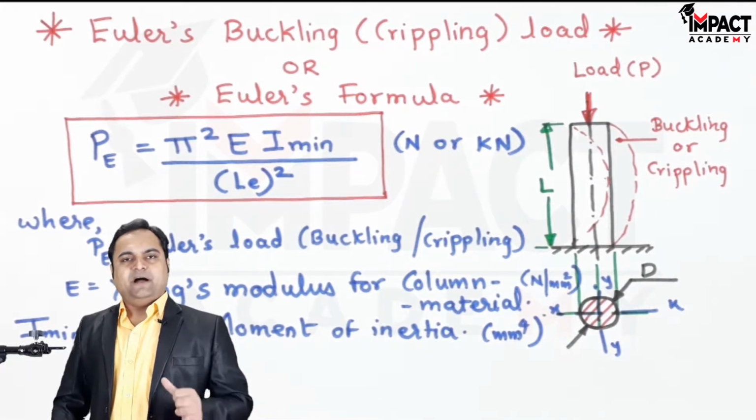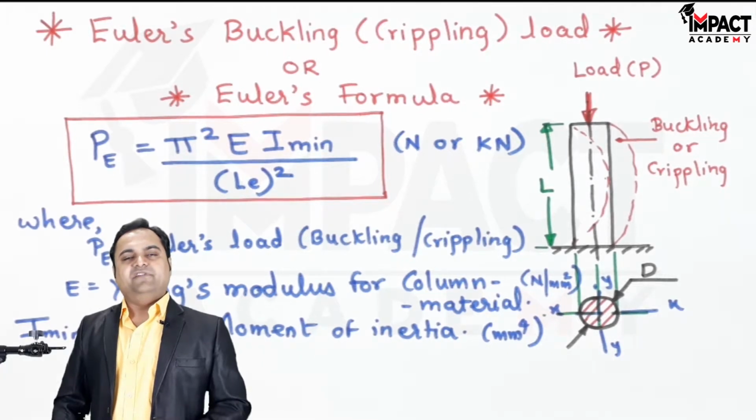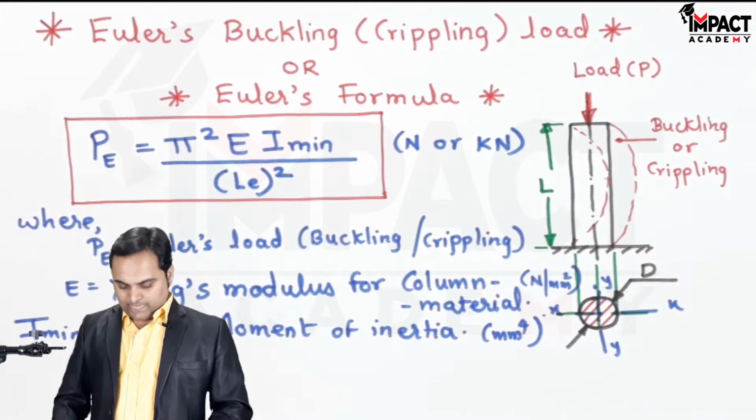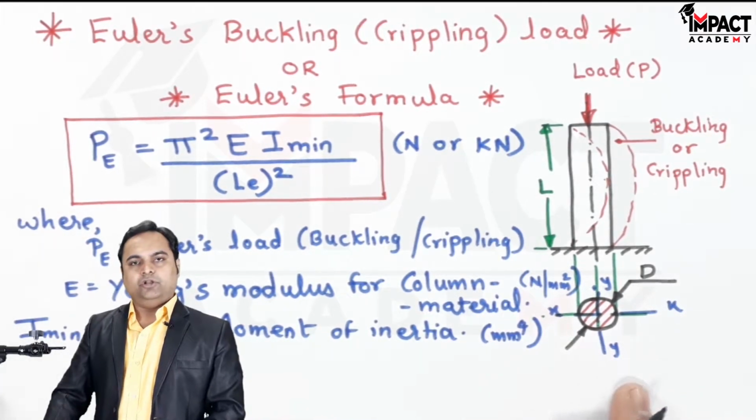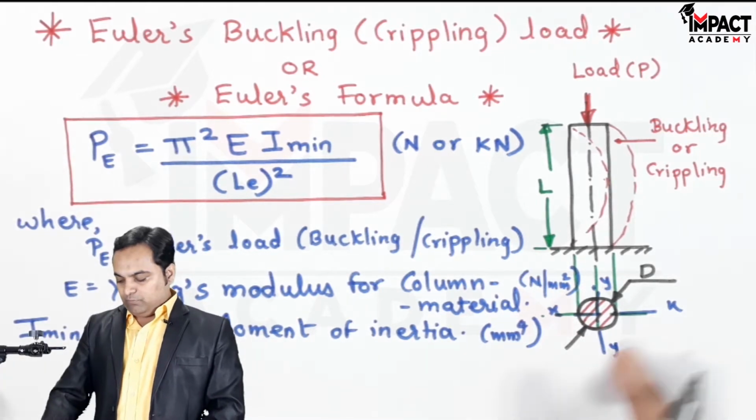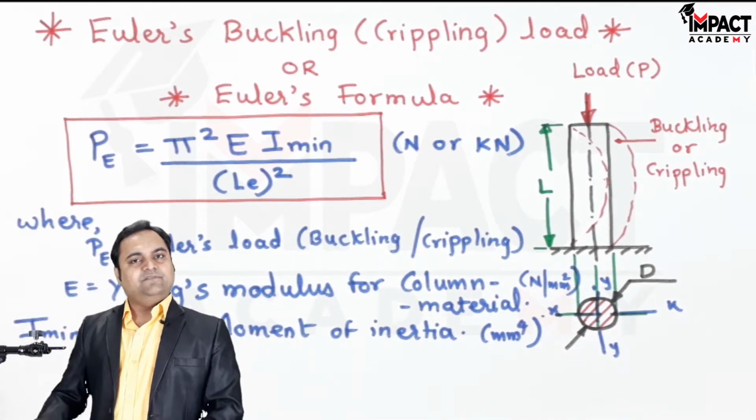That is, if from Ixx and Iyy, suppose Iyy value is less, then the column would be bending about the y-axis. So that is the minimum moment of inertia. And in case of circular column or hollow circular column, both the values are same, so we have to select any one of them.